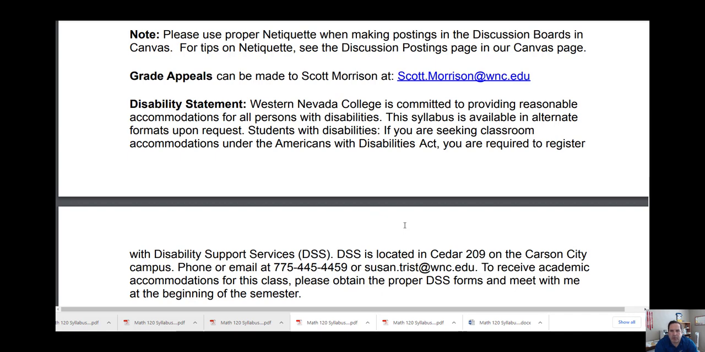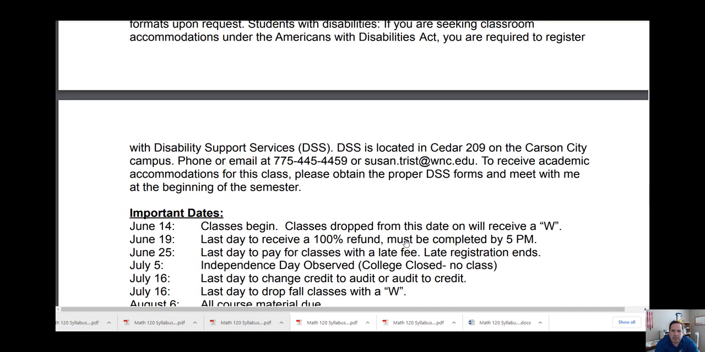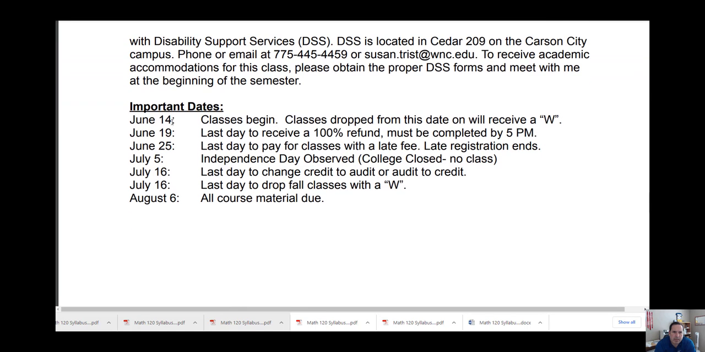Disability statement: Western Nevada College is committed to providing reasonable accommodations for all students with disabilities. This syllabus is available in alternate formats upon request. Students with disabilities, if you are seeking classroom accommodations under the Americans with Disabilities Act, you are required to register with the Disability Support Services. DSS is located in Cedar 209 on the Carson City campus. There's a phone number and email address for Susan Trist. To receive academic accommodations for this class, please obtain the proper DSS forms and meet with me at the beginning of the semester.